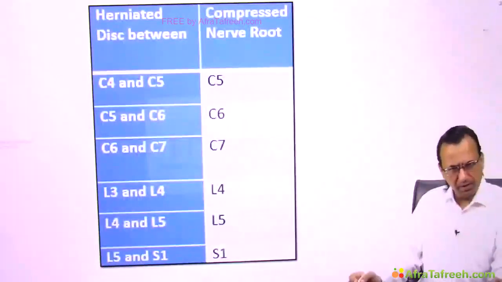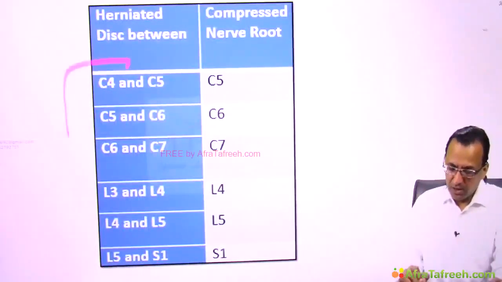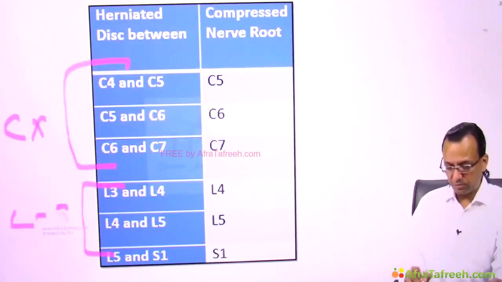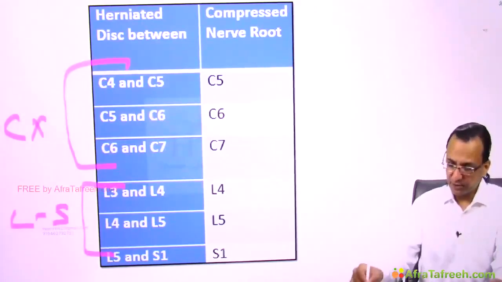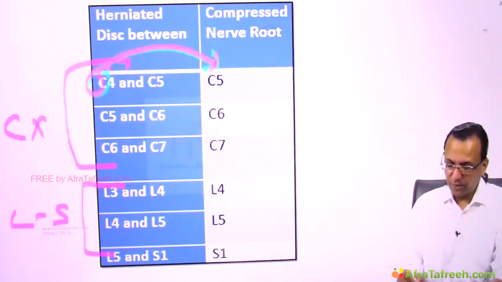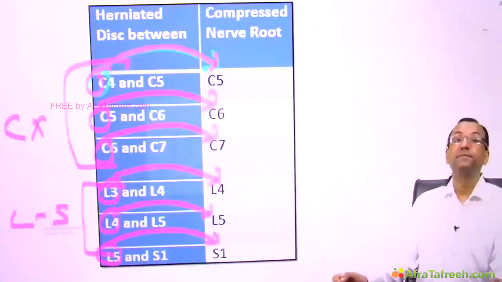So it's a simple trick. Cervical slip discs are there and lumbosacral ones are there. Use the trick: upper vertebra plus 1, root value involved. The next nerve is involved. It's a very simple trick.